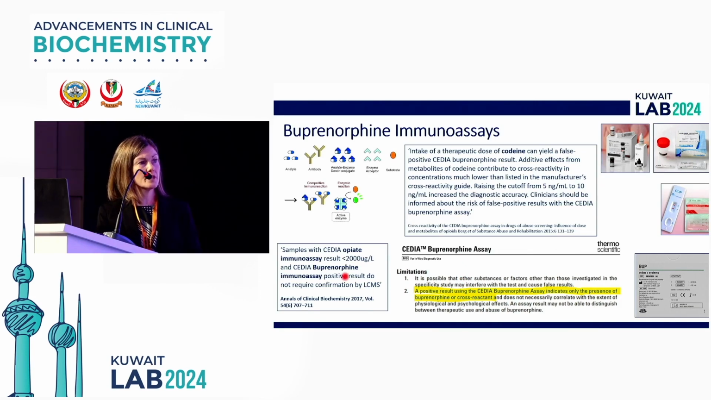Well, there is a way of getting around it, and this publication in the Annals of Clinical Biochemistry 2017 said, if you test your sample with the opiate immunoassay and the result is negative, and then you do a CEDIA buprenorphine immunoassay, then you may not need to confirm that sample by LC-MS-MS. You can be relatively confident that there is buprenorphine in that sample if it's negative by the opiate immunoassay.